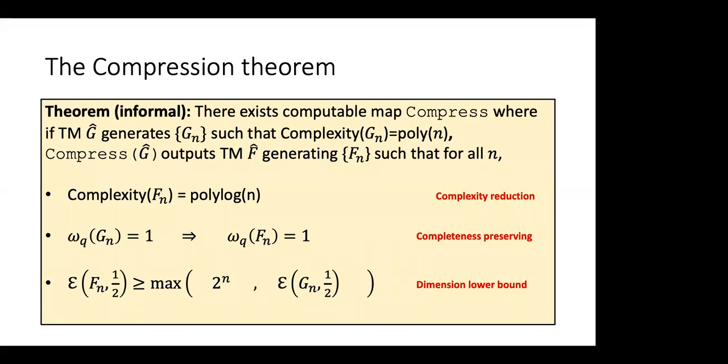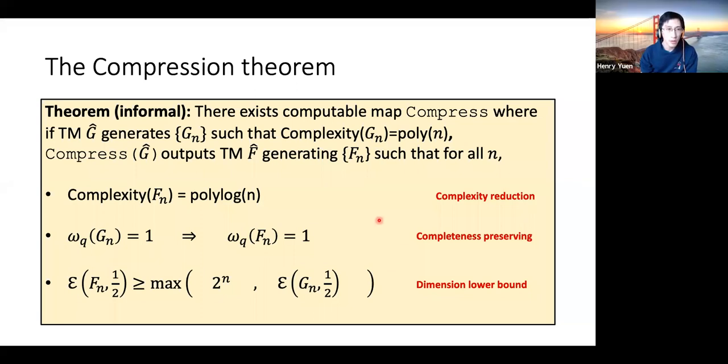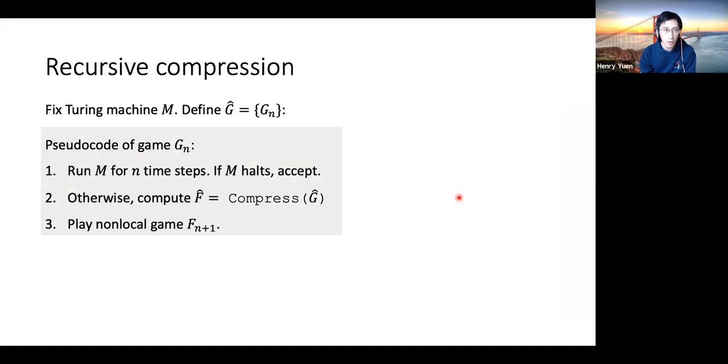Okay, thank you. Okay, so given this compression theorem, how do we get this reduction from Turing machines to non-local games? We're going to apply this compression theorem recursively. So let's fix a Turing machine M, the one that you want to decide whether it halts or not.